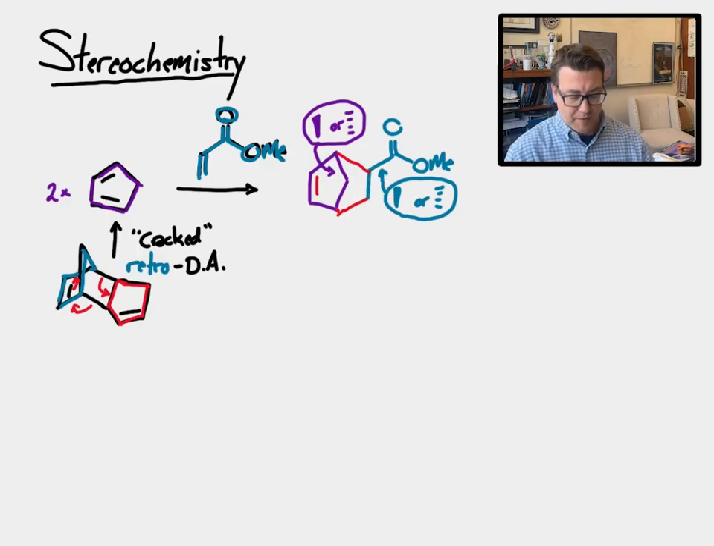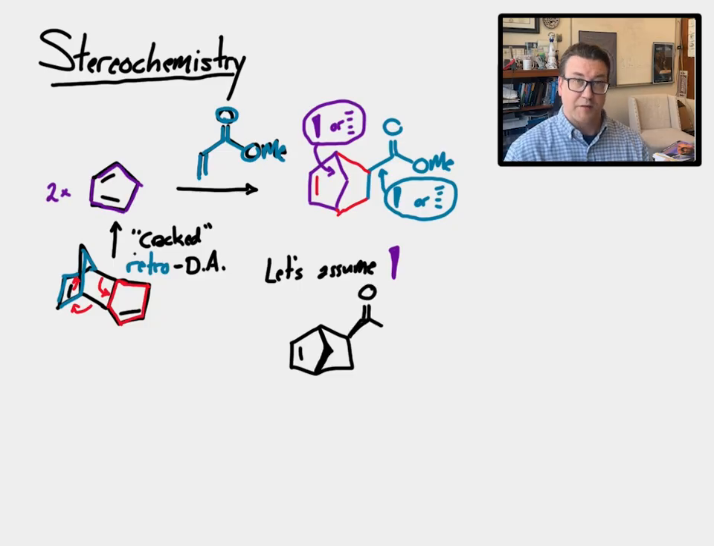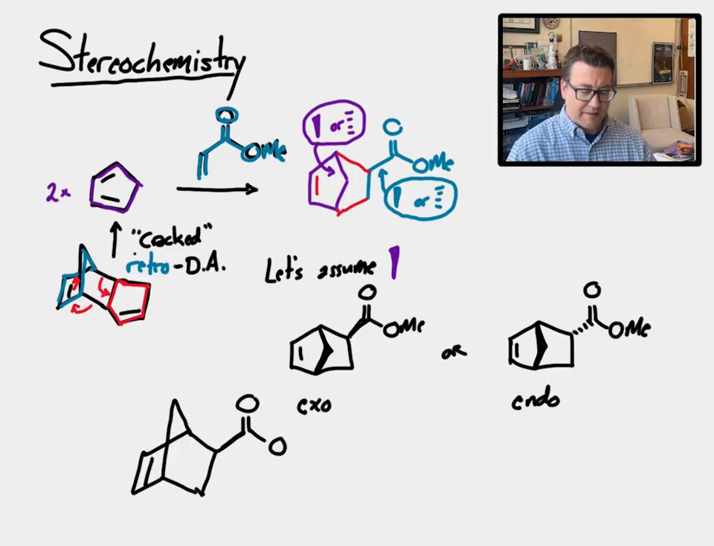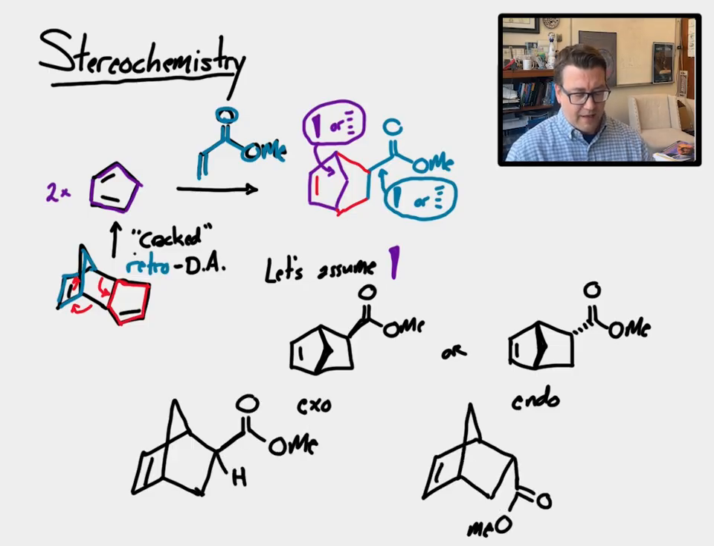It's going to be either up or down. So let's just assume that the bridgehead is going to go up. It could have also gone down, and the opposite logic is also true. There are two possible outcomes for this ester: one where it's going up, and the other where it's going down. The up we refer to as exo, the down we refer to as endo. Let's look at the three-dimensional form of that to see why it might be called that. So exo, this ester is sticking away from the cavity that's formed down here. Endo, this ester is now facing down.